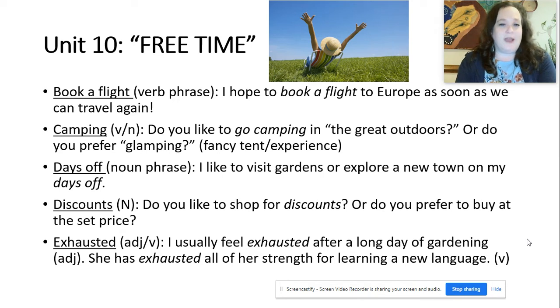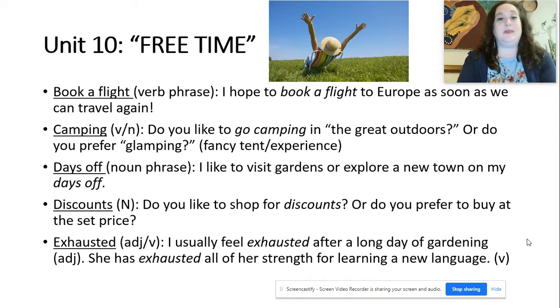This is a verb phrase, meaning it's not just one word, it's several words grouped together. So I'm going to give you an example instead of giving you the definitions, just like I did before on the PowerPoint. So let me read it and think to yourself, what's your guess? I hope to book a flight to Europe as soon as we can travel again. Book a flight. Let me mention that this is travel-specific vocabulary. So it is commonly used relating to travel. Book a flight, I think you know.